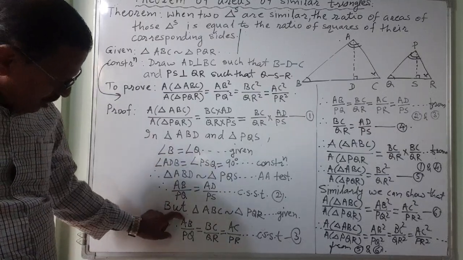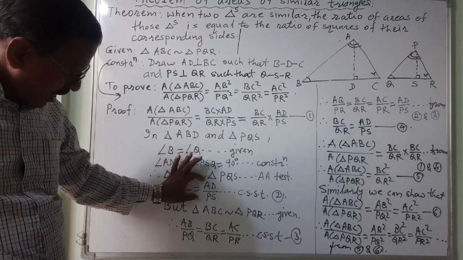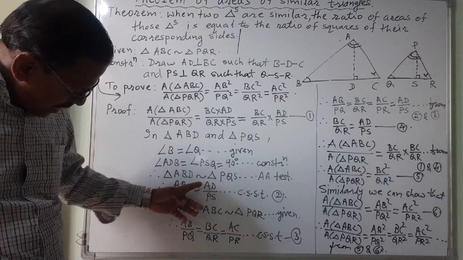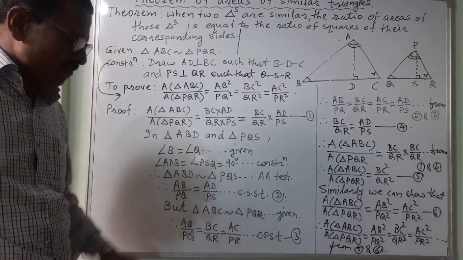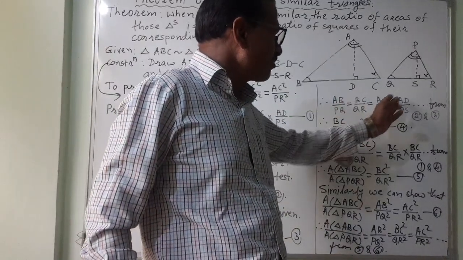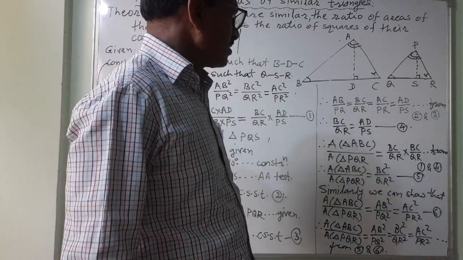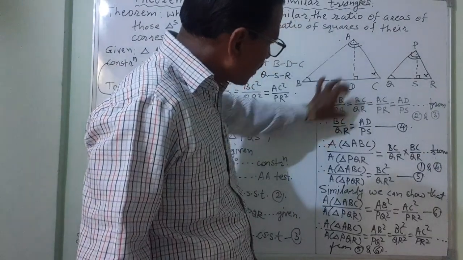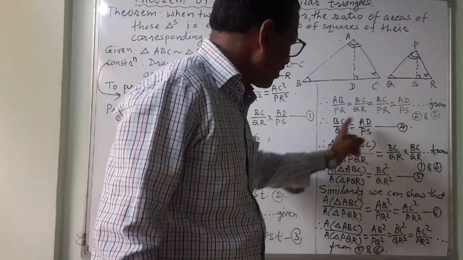Now here is the only confusion that most of the students have. AB upon PQ is here. If AB upon PQ is AD upon PS, that means everything is equal to AD upon PS. That is why I have written everything is equal to AD upon PS. So out of that I have taken BC upon QR is equal to AD upon PS. That part I have taken.